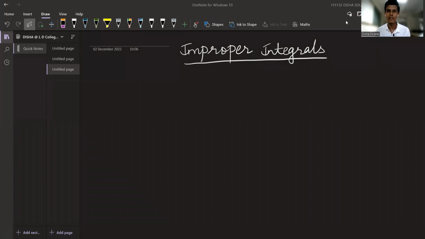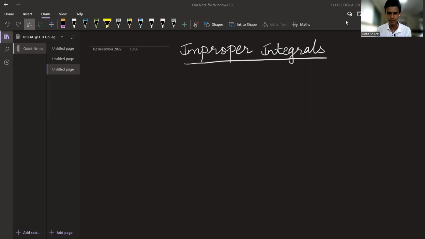So hello everyone. Today we are going to start a new chapter which is improper integrals. Now till 12th standard we have studied integration. So till now we studied definite integrals and indefinite integrals. We already know what a definite integral is.